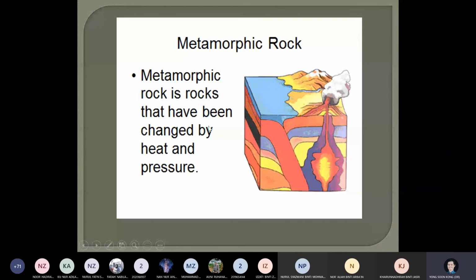So just now you know what is igneous rock. It comes from magma, cools down, then you get your igneous rock. They weathered down into sediments. So once they become sediments, they will turn probably into metamorphic rock with pressure and heat. So where does that pressure come from?